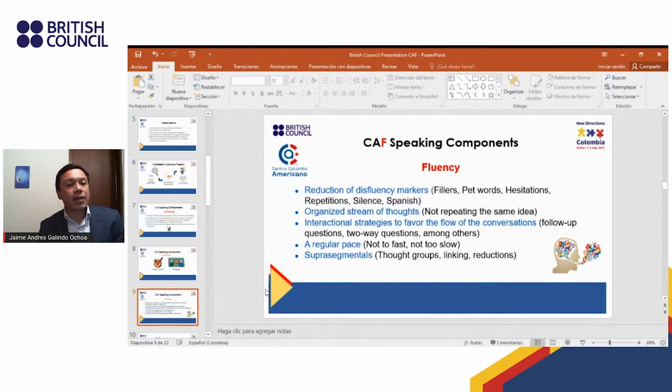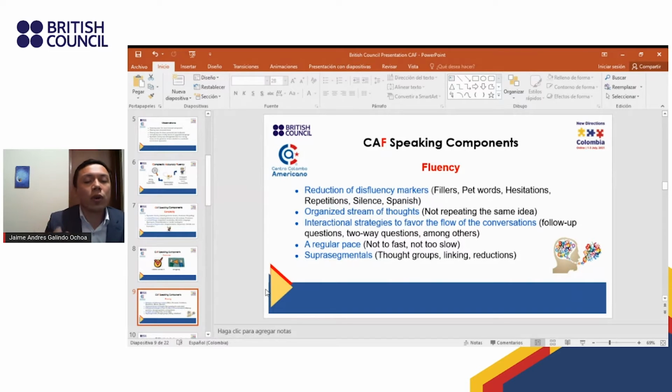A regular pace, to eliminate the myth that fluency is speaking fast or not speaking slow. It's a regular pace. It's not really about speed. And that's the point with that definition, not too fast, not too slow. And suprasegmentals play an important role in fluency, because when you have thought groups, linking, reductions, fluency takes a different aspect.